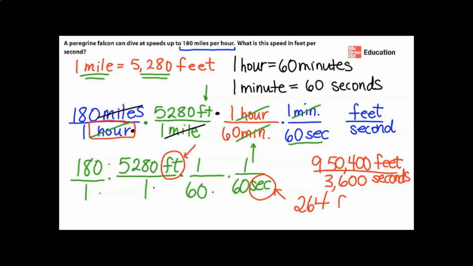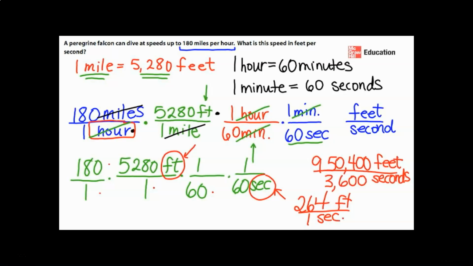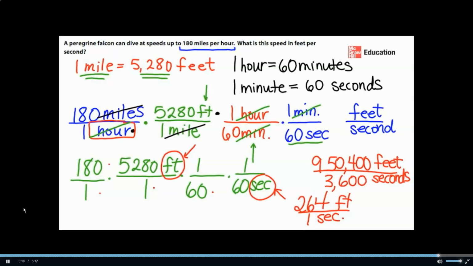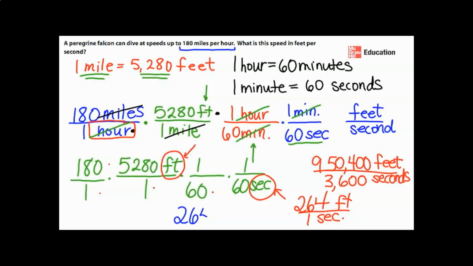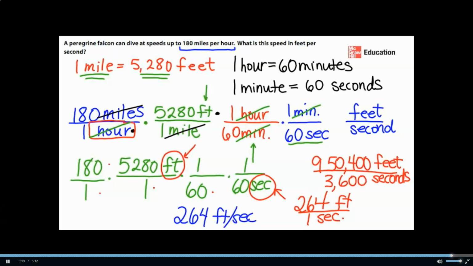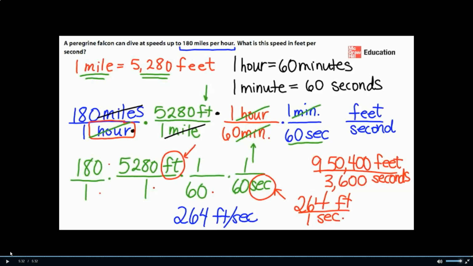264 feet in 1 second. Typically, you'll see that rate written as 264 feet per second. A peregrine falcon can dive at speeds up to 264 feet each second. Thank you for using McGraw-Hill Personal Tutors.